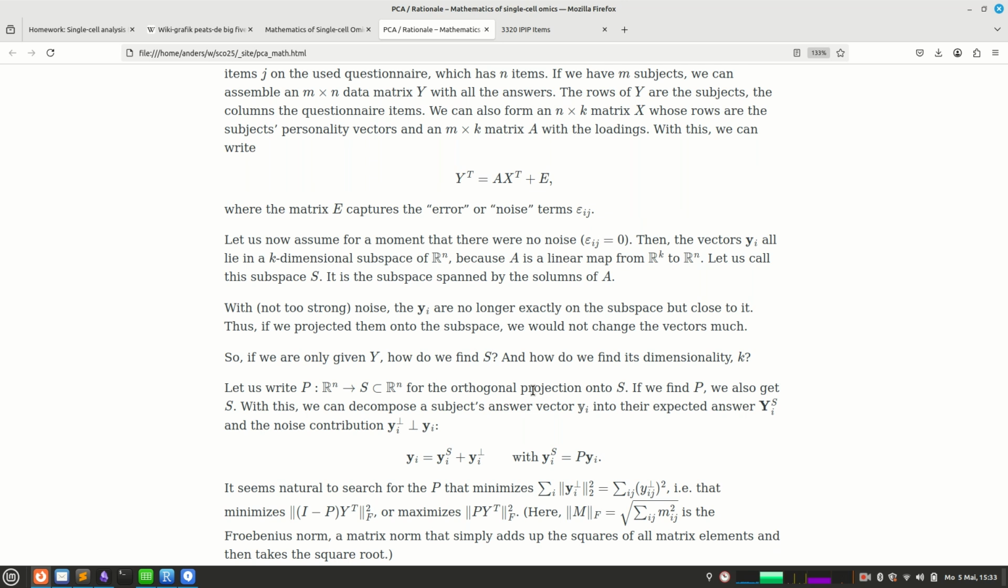And of course here I have a square root, because the norm is defined as a square root, but what I want to optimize here is the square of this norm, so simply the sum of all the matrix elements squared. So we're looking for the projection operator P which maximizes this thing squared.